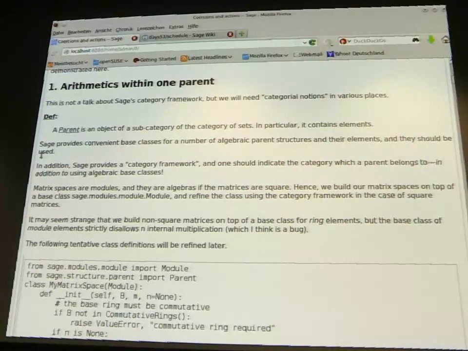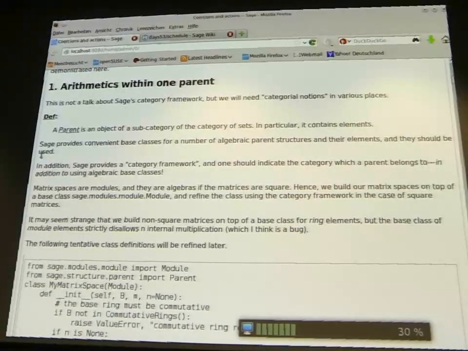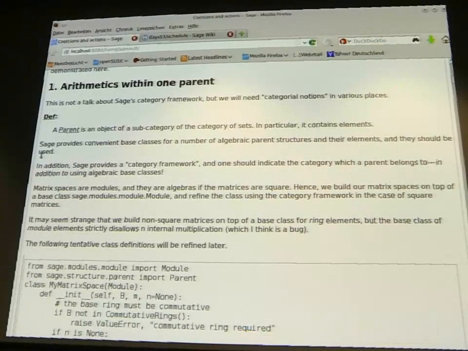But in addition, SAGE provides a category framework, and this is a funny thing, because using the base classes, we have seen the introduction of Python classes. So using the base classes is one thing, but it is difficult to capture all mathematical properties with these base classes. We will see an example here. And the category framework lets you make use of additional stuff that is provided by the mathematical structure, but not necessarily by the base class you started with.